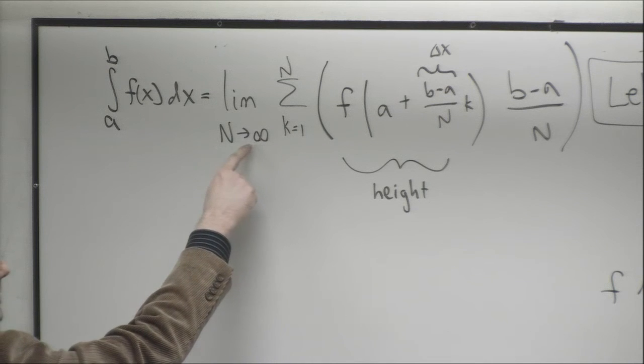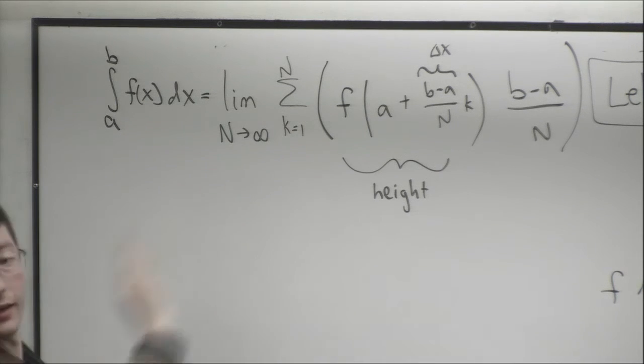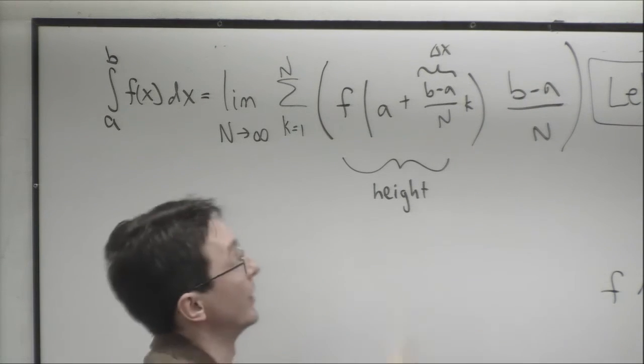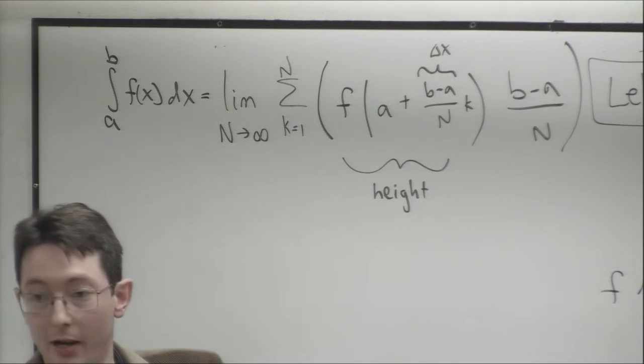I could do this, take the limit as n goes to infinity. I have infinitely many rectangles. This delta x goes to 0 because I'm dividing by something that's going to infinity. And this is my Riemann integral.